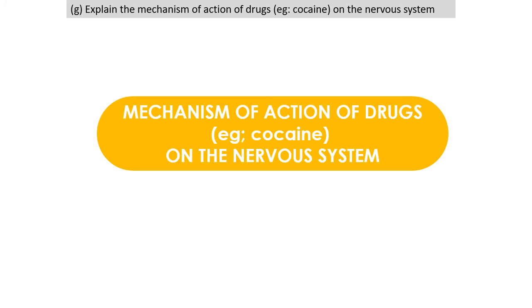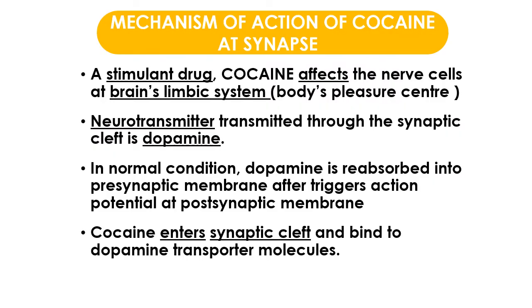Now let's look at the mechanism of action of drugs, for example cocaine, on the nervous system, on our neuron. A stimulant drug, such as cocaine, can affect the nerve cell at the brain limbic system, our body's pleasure center. The neurotransmitter transmitted through the synaptic cleft is dopamine. In normal condition, dopamine is reabsorbed back into the presynaptic membrane after triggering action potential at the postsynaptic membrane. But cocaine, once it enters the synaptic cleft, will bind to the dopamine transporter molecule.